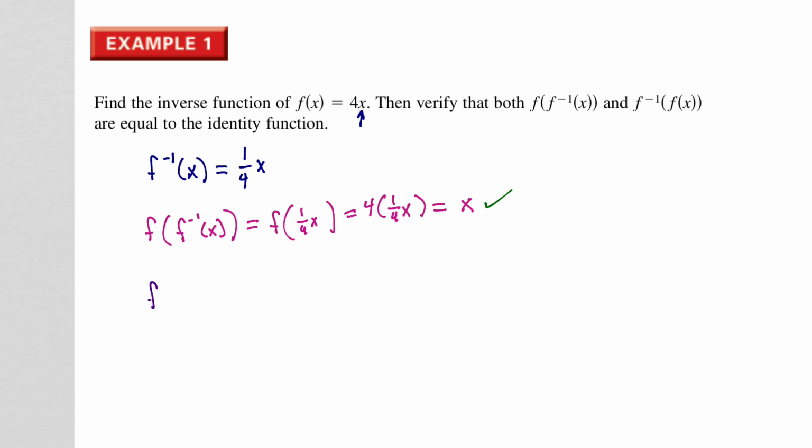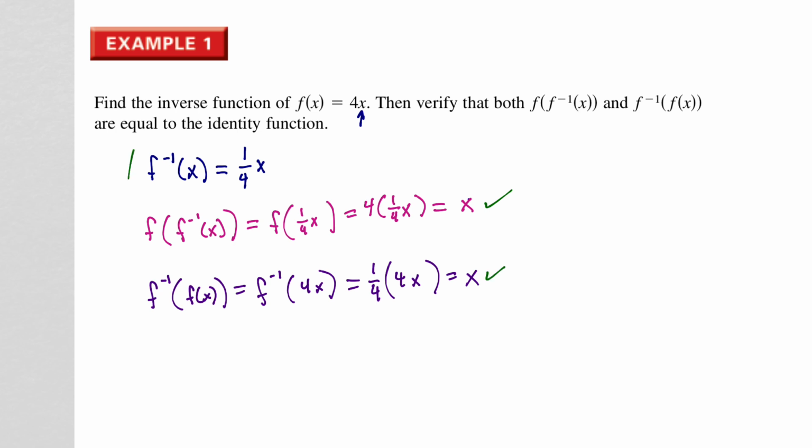So now we're going to do f inverse of f of x. So that's going to be f inverse of our function f of x, which is 4x. Now we're replacing the x in our suspected inverse function with 4x. So that's 1/4 times 4x. Multiply it out, and we're just left with x. Okay, so this is the correct inverse function.